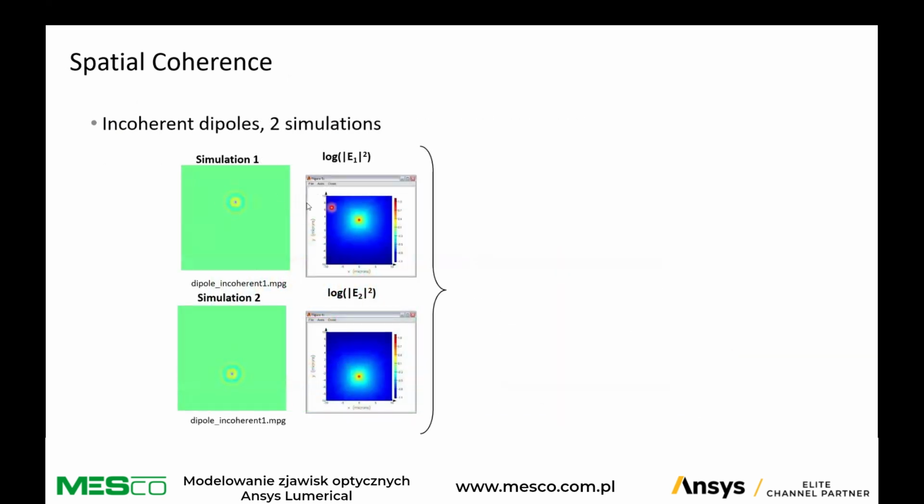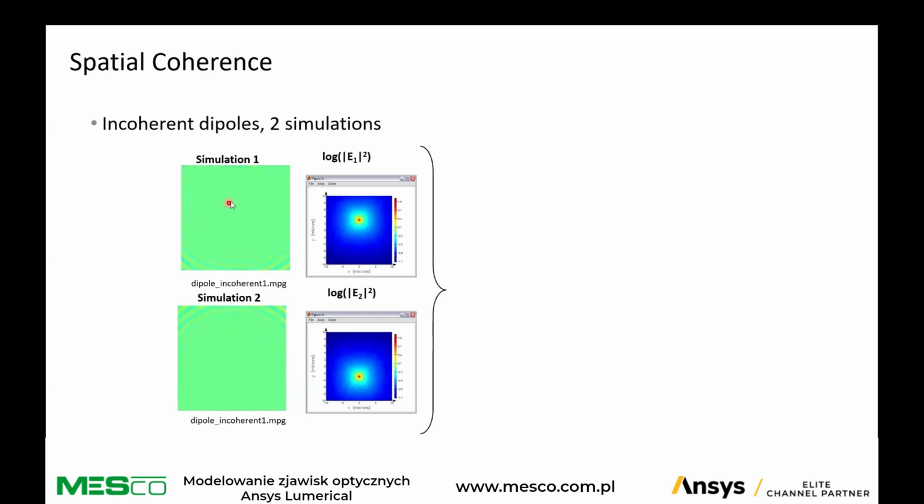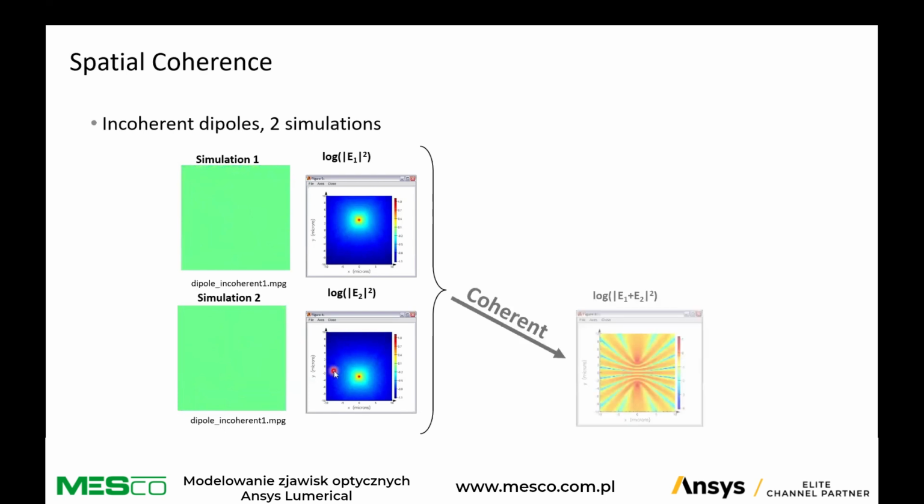What we can do is simply run two simulations, one with each of the sources. And obviously, since there's only a single source for each, we don't see that interference pattern. But we can then combine the results of those two simulations. If we add the fields coherently, so basically we add the fields as vectors, we see that we get back to the coherent behavior. We have this fringe pattern resulting from the interferences.